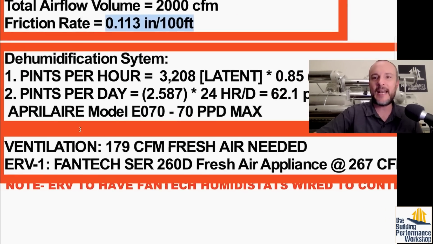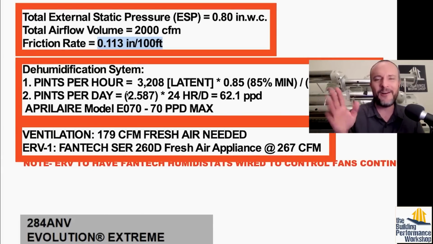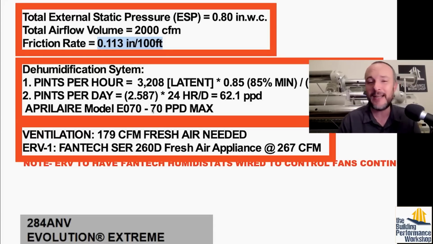Dehumidification system. This is kind of interesting. I'm not sure exactly, and I have a full video on how to do these calculations, but this 0.85, 85% minimum, I'm not sure what that is. But he's calculated the latent and saying that we need a 62.1 pint per day dehumidifier. Therefore, let's buy a 70 pint per day.